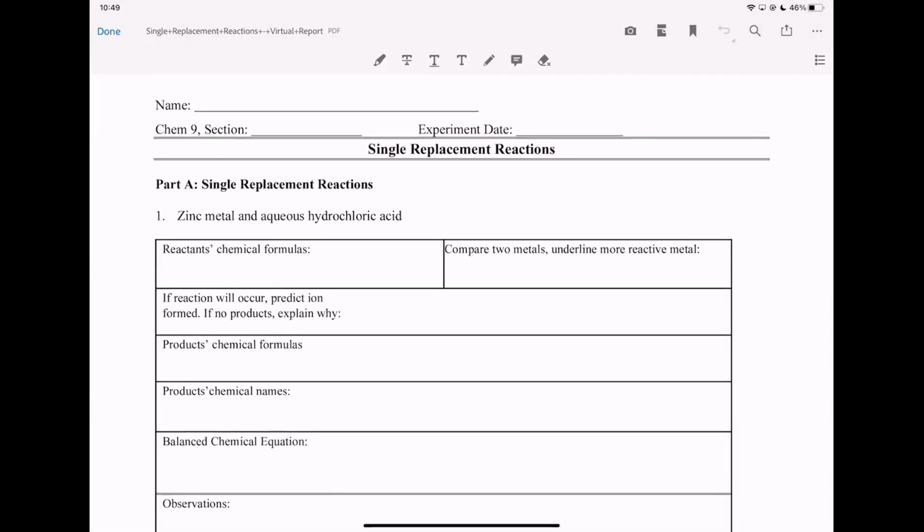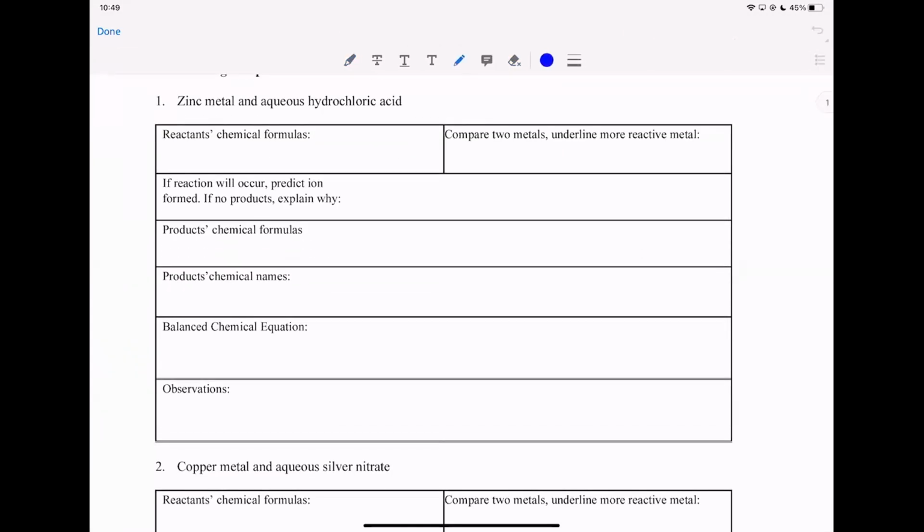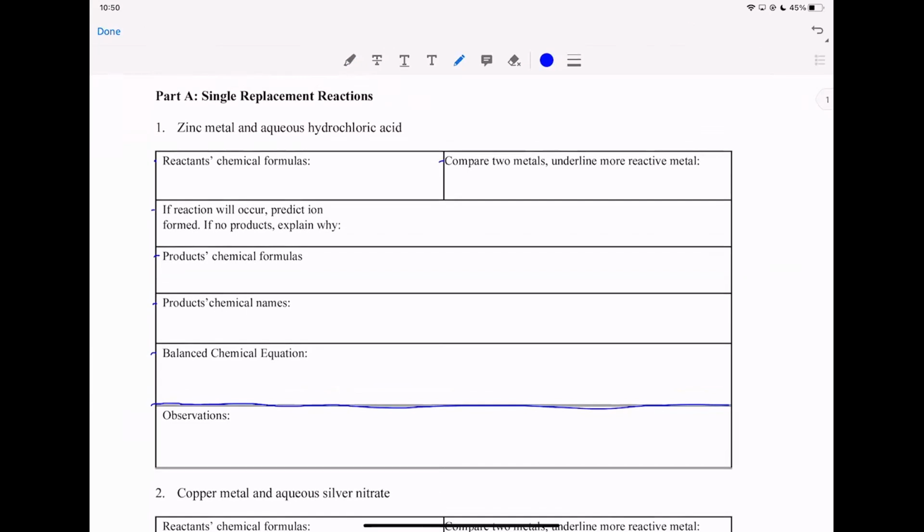So basically, this first one, you'll be filling out all these boxes and then save that last box. So these boxes: reactants, chemical formulas, comparing two metals, write the ion that's formed. If there's a reaction, the products, chemical formulas, chemical names, and the equation. Okay, and so you have those steps in the procedure to follow. You have the activity series, you have the metals that need the Roman numerals. So follow that example and use that. It's page 3 of the procedure.